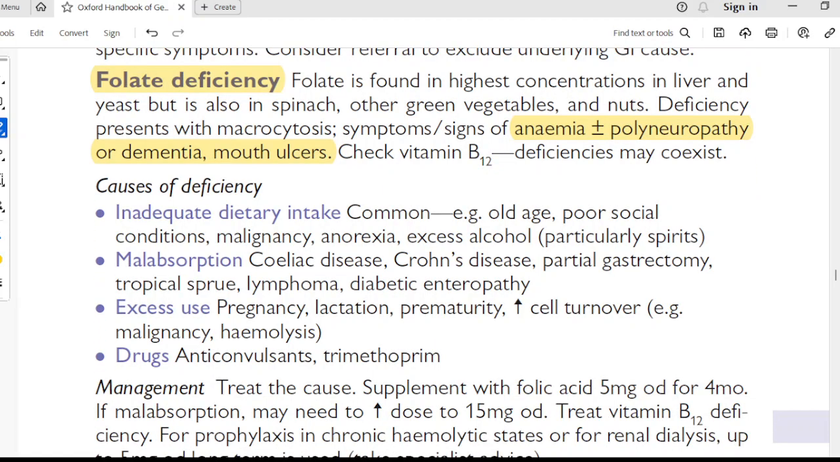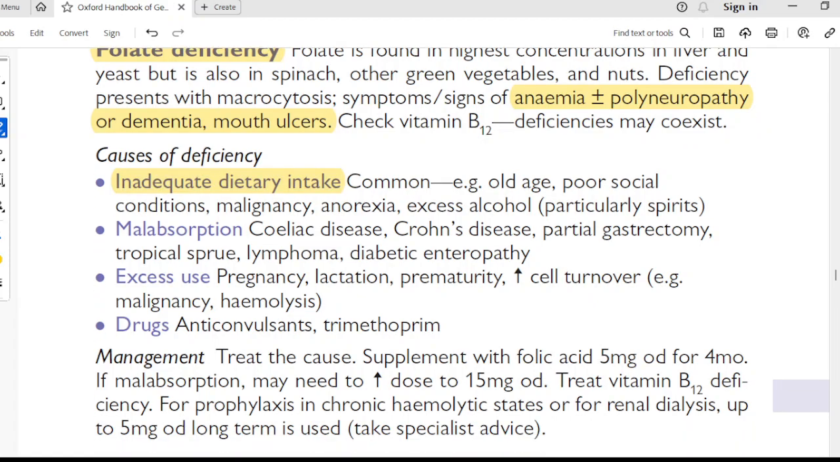Causes of deficiency. When there is folate deficiency, you have to check for vitamin B12 deficiency also, because they coexist. Causes of deficiency: inadequate dietary intake, which is common; old age, poor social conditions, malignancy, anorexia, excess alcohol, particularly spirits. Malabsorption, like in celiac disease, Crohn's disease, partial gastrectomy, tropical sprue, lymphoma or diabetic enteropathy. Excess use: pregnancy, lactation, prematurity, increased cell turnover, for example malignancy or hemolysis.